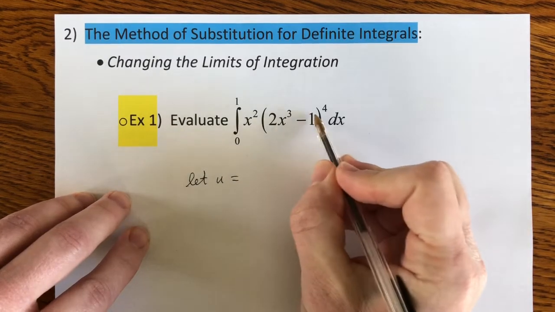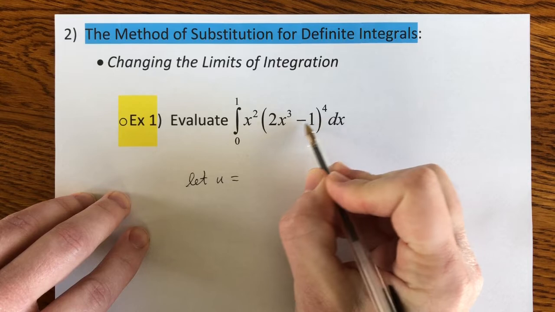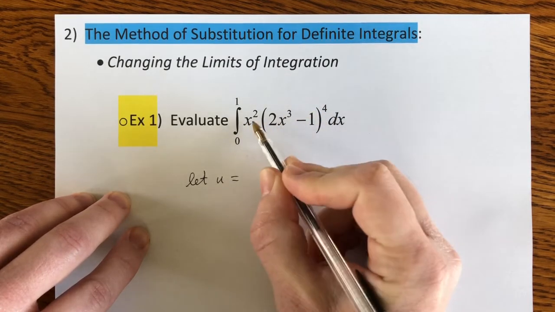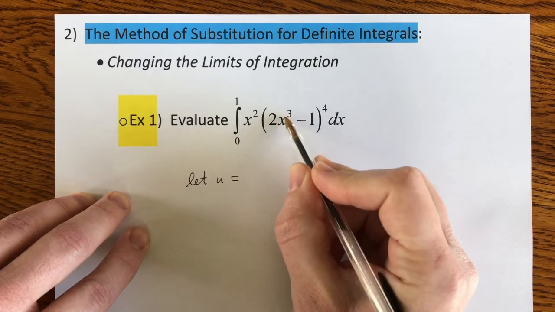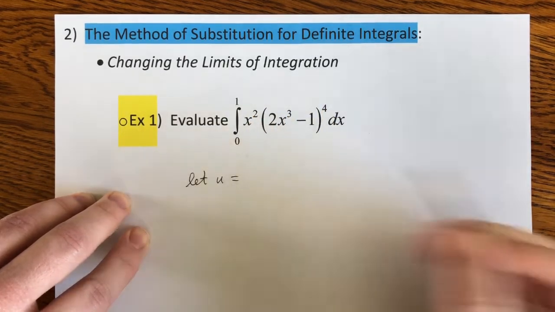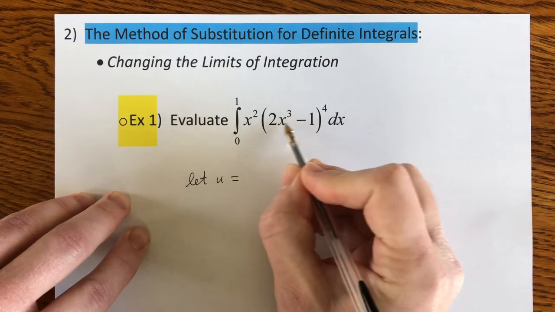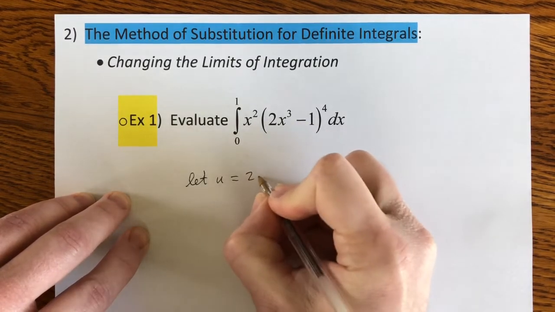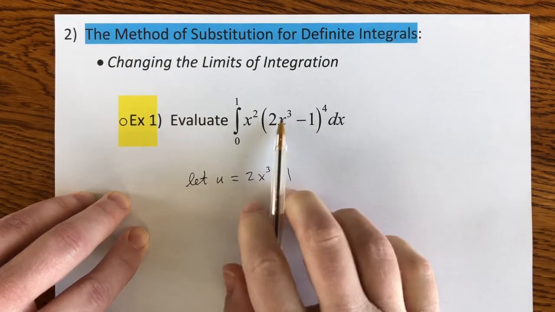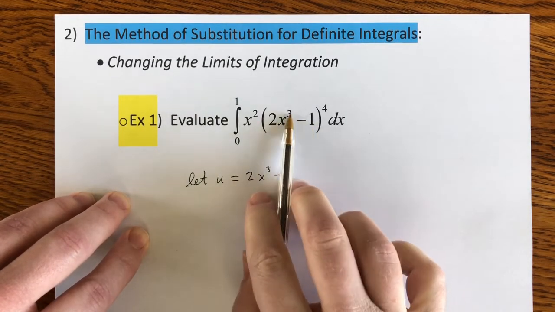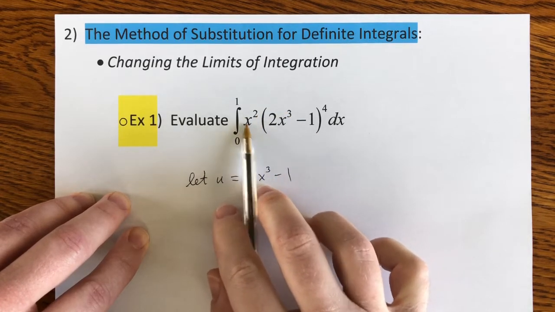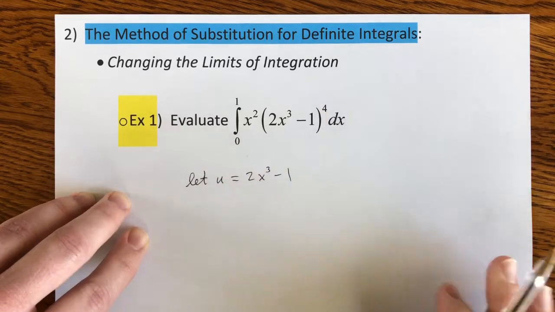So if possible, you're going to try to find an expression that's part of the larger expression that's 1 degree greater than some other piece of this puzzle, okay? So in this case, we're going to look at u being equal to 2x cubed minus 1. And again, that's because this expression is 1 degree greater than some other variable expression making up this entire function.